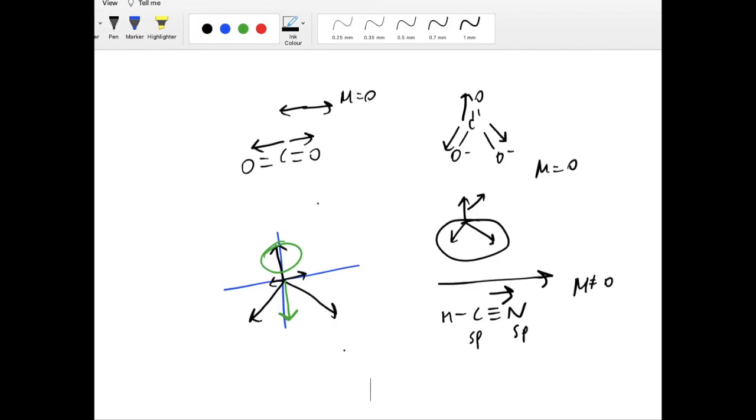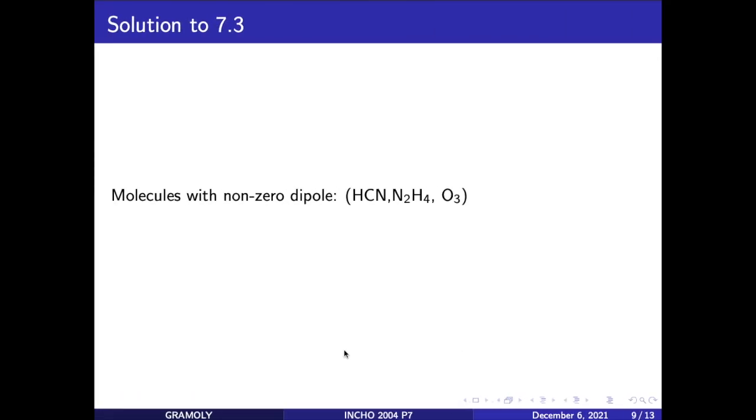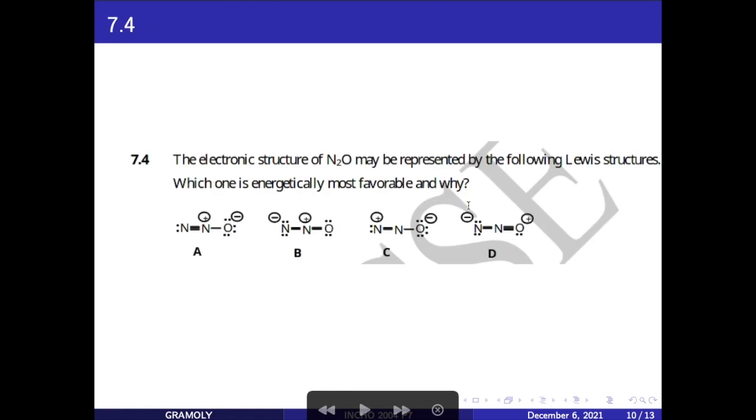Okay, so we'll move to the next question. The answer for 7.3 was HCN, N2H4, and O3. For the next question, 7.4: the electronic structure of N2O may be represented by the following Lewis structures. Which one of them is energetically more favorable? So I'll try to, okay, give me a second.